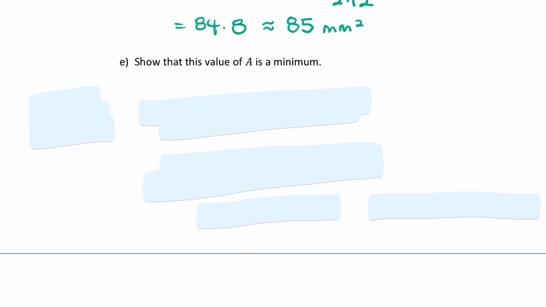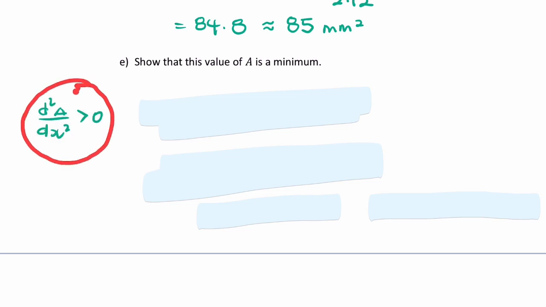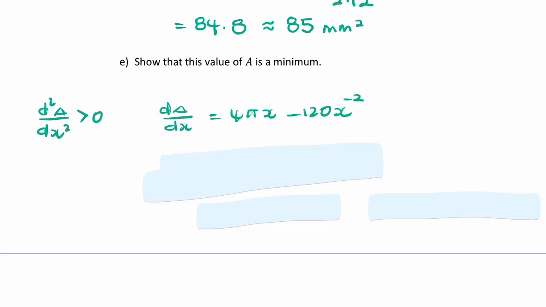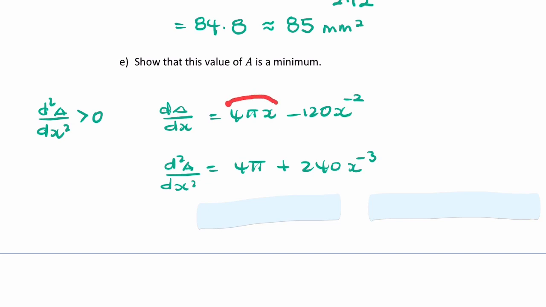We're then asked to show that this is a minimum, and not a maximum. To do that, you need to show that the second derivative is positive. So when you're asked to show that something is a minimum, the second derivative has to be greater than 0. So let's remind ourselves what was dA by dx. The derivative was this. You need to differentiate this one more time. So the derivative of 4 pi x is 4 pi. And then when you differentiate this, you get minus 2 times minus 120 is 240. Then you subtract 1 from that, and you get that.